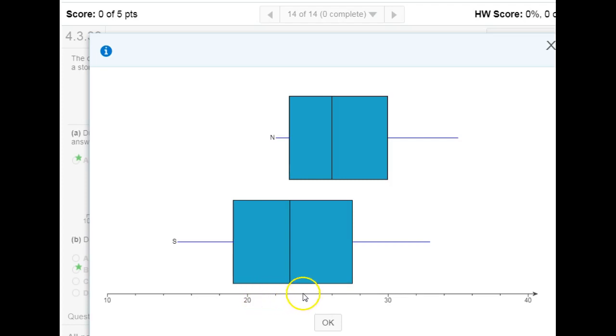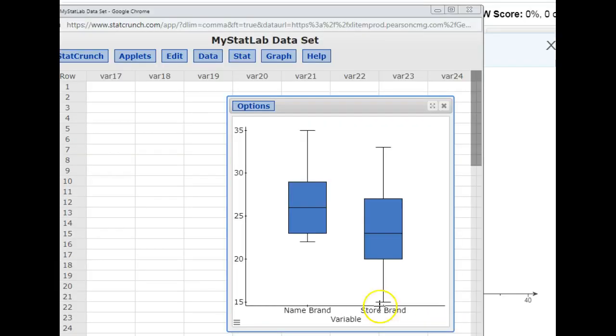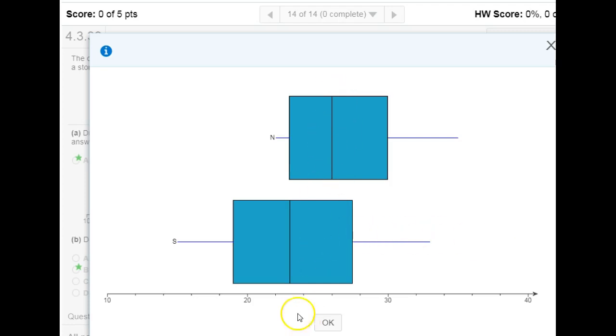Looks like this is 22, 24, 26, 28, 30. So these are jumping by 2. So the name brand's right around 26, and the store brand's right around 23. So if you came back to StatCrunch, you'd see that same thing. The name brand's right around 26. The store brand is looking like it could be close to 23. So that's one way to help line up the box plots and choose the right one.